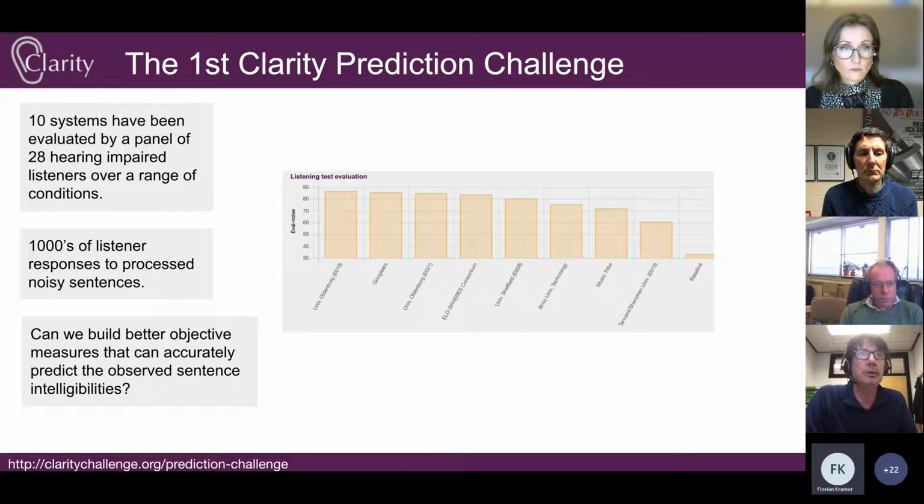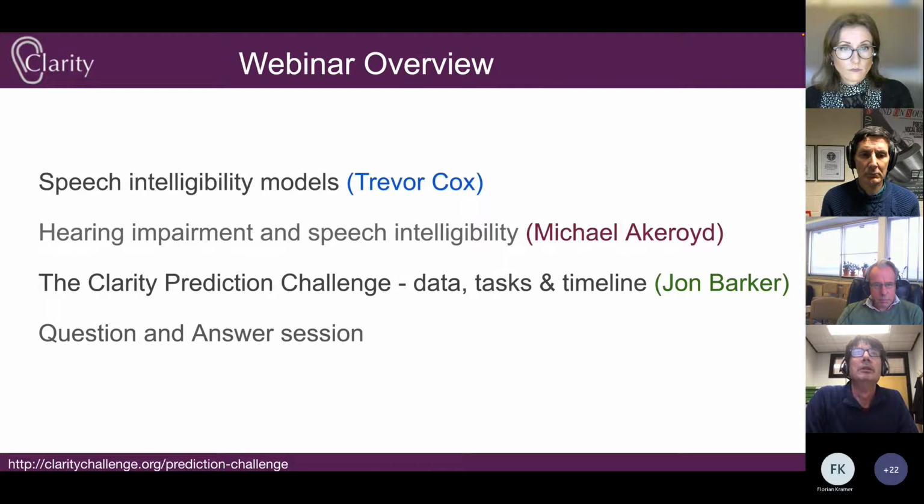And the question is going to be, can we build better objective measures that can accurately predict the observed sentence intelligibilities with this data? So that's what the first Clarity prediction challenge is all about. In the rest of this webinar, we'll be having a presentation by Trevor Cox, who will speak a bit about speech intelligibility models, kind of what they are, the different types of model that we'll be looking at in this challenge. We'll then be having a talk from Michael Akeroyd, who will be talking about specifically hearing impairment and the difficulties of predicting speech intelligibility for hearing impaired individuals.